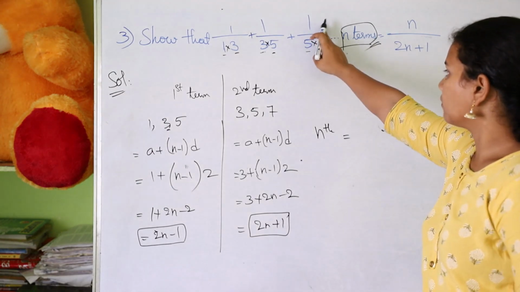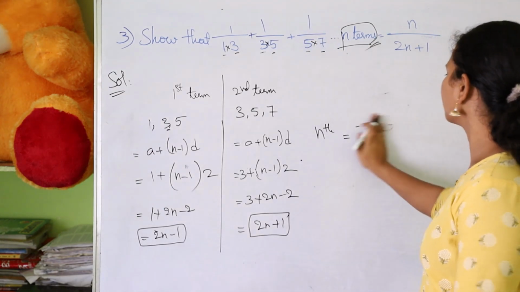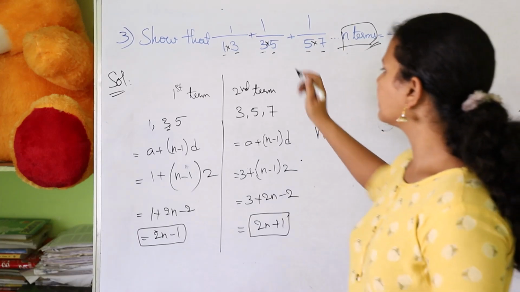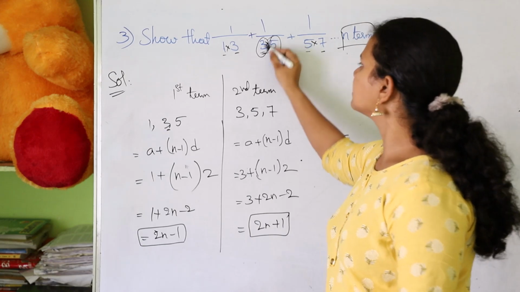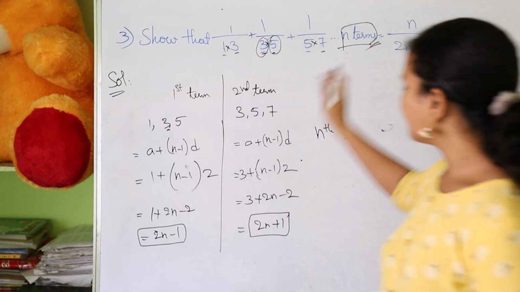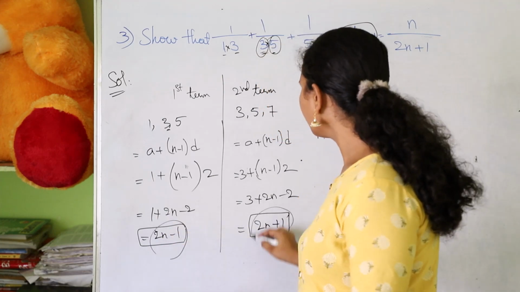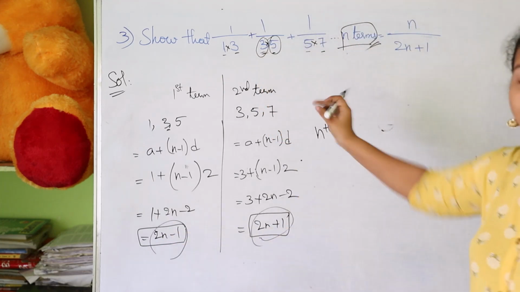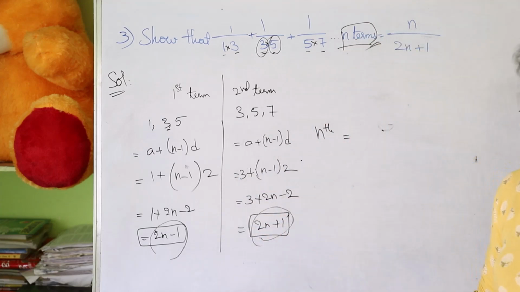Here I got 1 by... So let me write down 1 by the first term into the second term. Here we have considered this as the first term and this as the second term. For the nth term, I am going to consider this as the first term and this as the second term. Are you getting it?